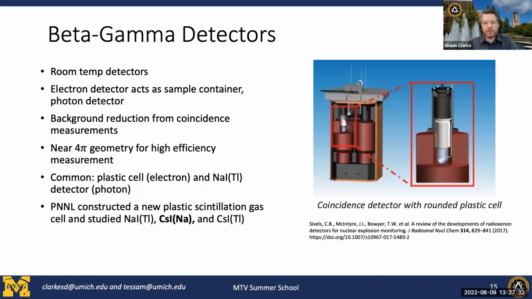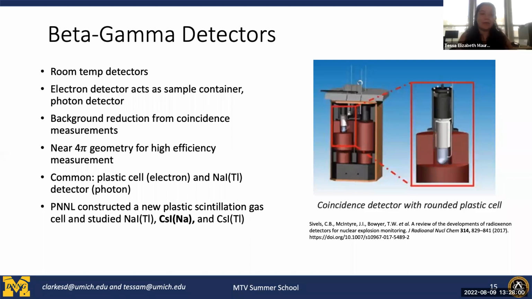So this slide shows the beta gamma coincidence system, which is essentially the systems that are currently deployed in the field. So I'm going to let Tessa take over now and tell you about these systems and the ways that we are researching them at the University of Michigan. So Tessa? Thank you, Dr. Clarke. As you said, my name's Tessa. Hello, everybody. I'm a student here at the University of Michigan.